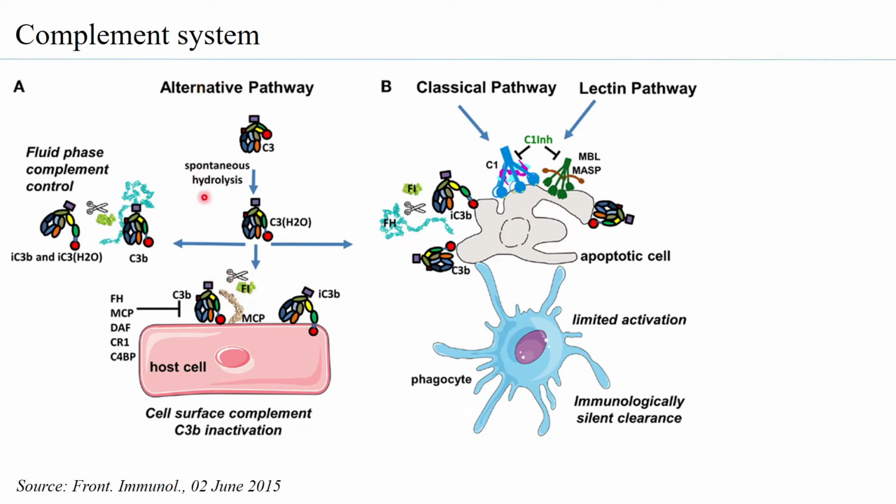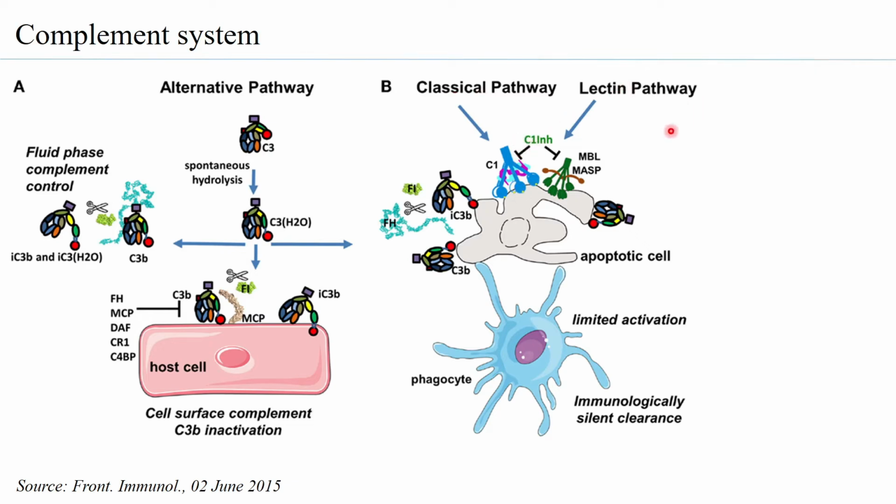So, as you can see over here, C3 is the main component of the alternate pathway, and through a cascade of events, it is able to form a complex on the surface of the host cell, thereby making the host cell either get lysed or get eliminated. Similarly, you would have in the classical pathway C1 as the major initiating complement.